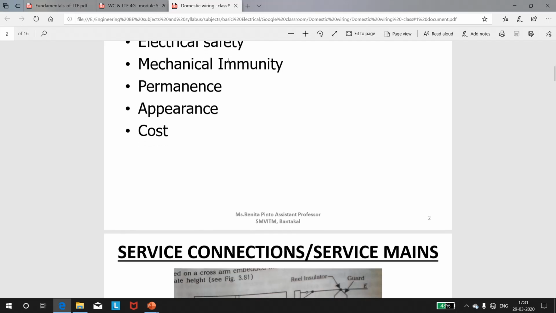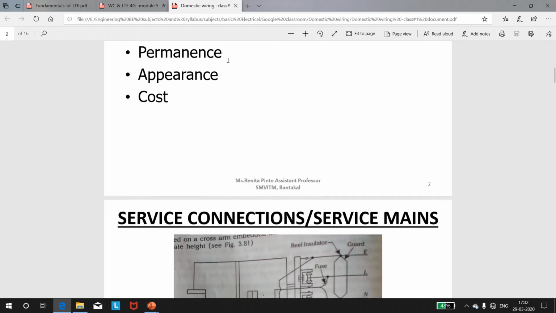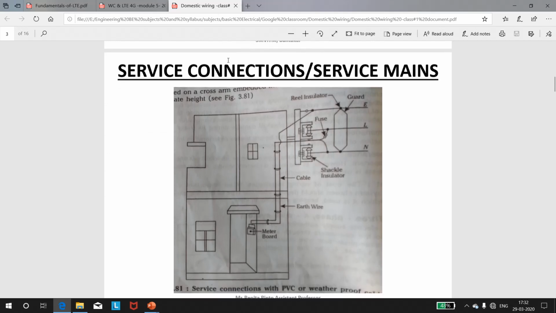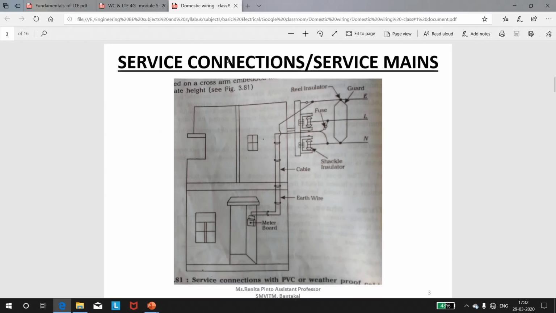So next, let us look into the topic of service connection or service means. So first, let us understand what you mean by service connection or service means. The line bringing electric power from the distributor up to the energy meter installed at the consumer's premises is called service connection or service means.